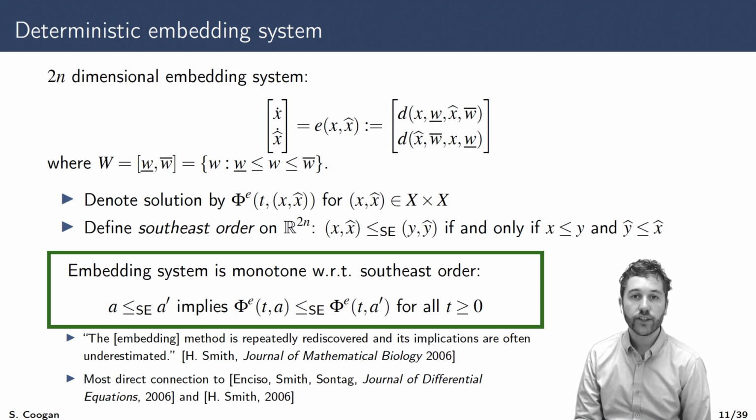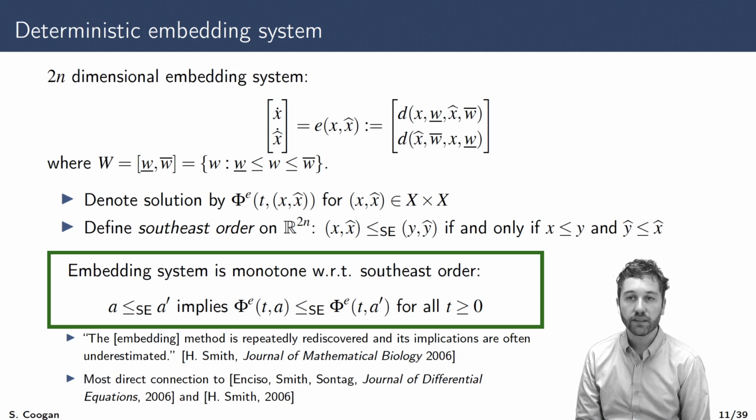Recall that the set of disturbances W is assumed to be a hyperrectangle. This means it is defined by a lower point, W underline, and an upper point, W overline. The vector field of the embedding system is denoted with E. The first n components of the vector field are defined using the decomposition function as shown, using the extreme values of the disturbance set W. And the last n components are defined similarly, except pairs of arguments are exchanged.